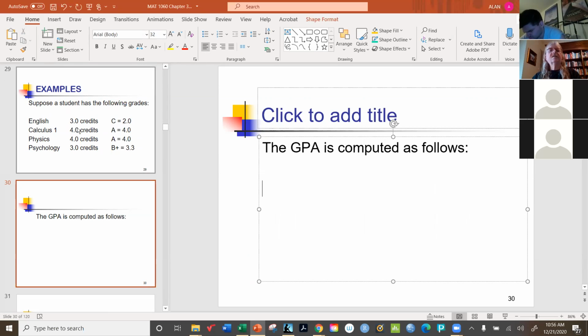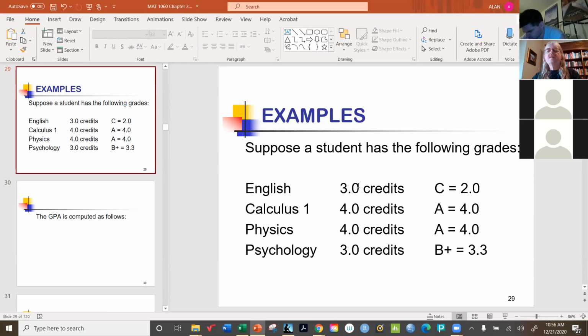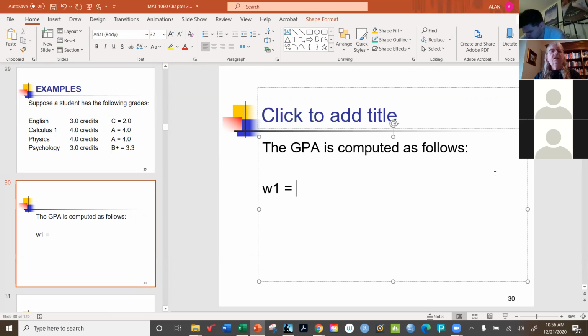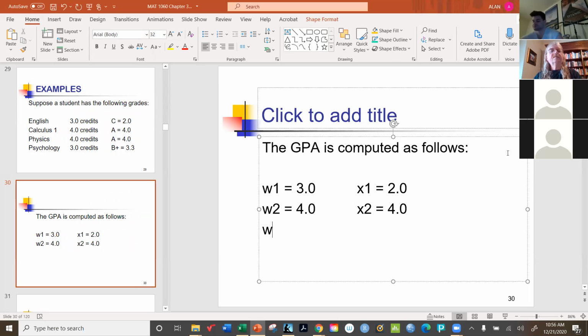Okay, so because of these, what we're going to do is associate the weights with the credits. W1, let's call it, is 3.0 and X1 is 2.0. The second weight, the physics calculus, is 4 credits. And for that, this person got an A. So these are the credits, the weights of the credits. The values on the right are the grades.